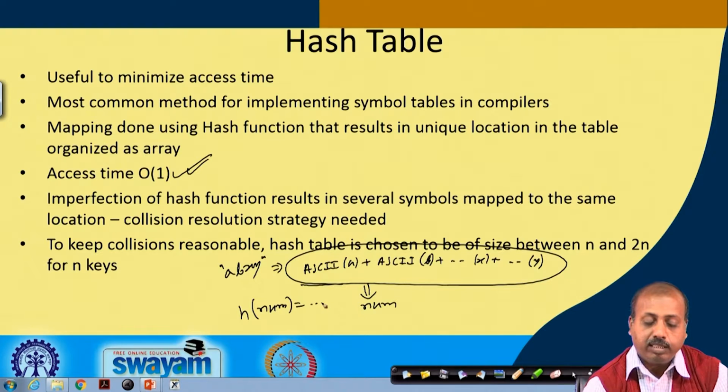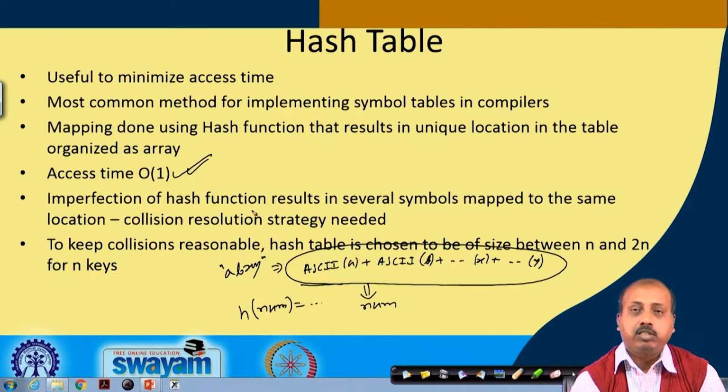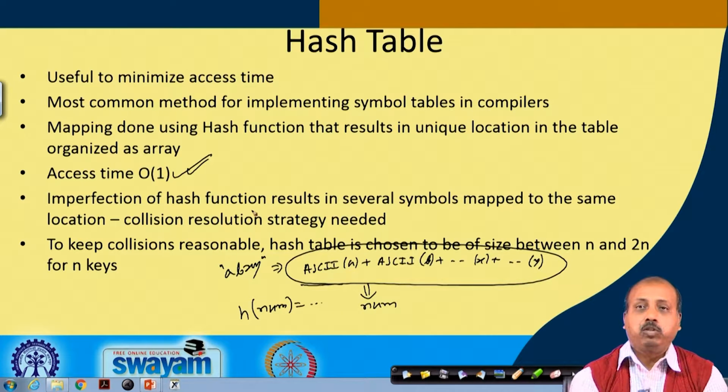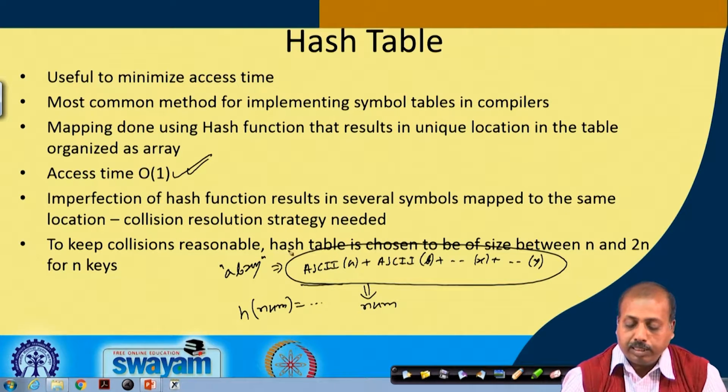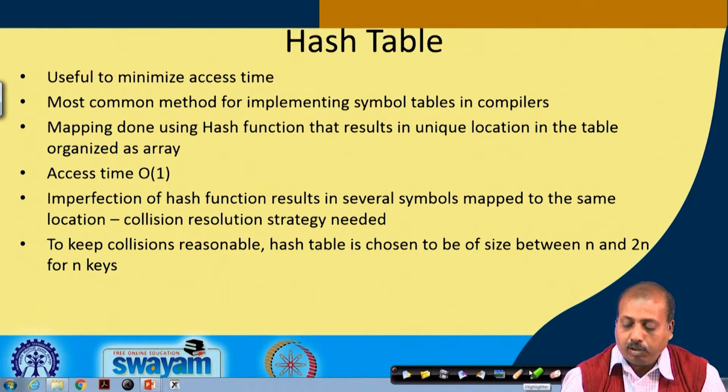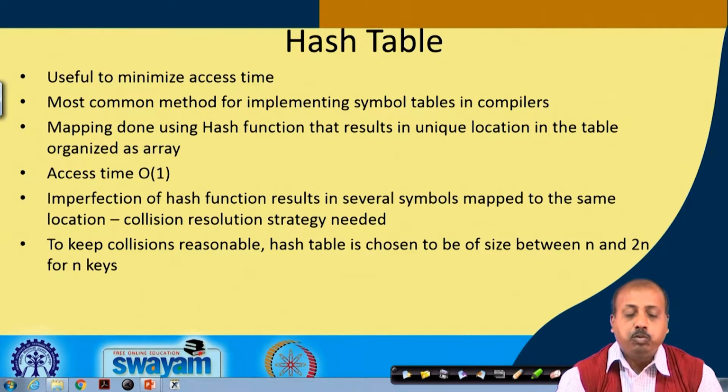Now, imperfection of the hash function results in several symbols being mapped to the same location. We discussed this in the last class. Depending upon the hash function, several keys may be mapped onto the same location. That is called a collision, and we have to have some collision resolution strategy. It has been seen that to keep the collisions reasonable, the hash table is chosen to be of size between n and 2n for n keys. So, we keep twice the number of keys that we are going to store.